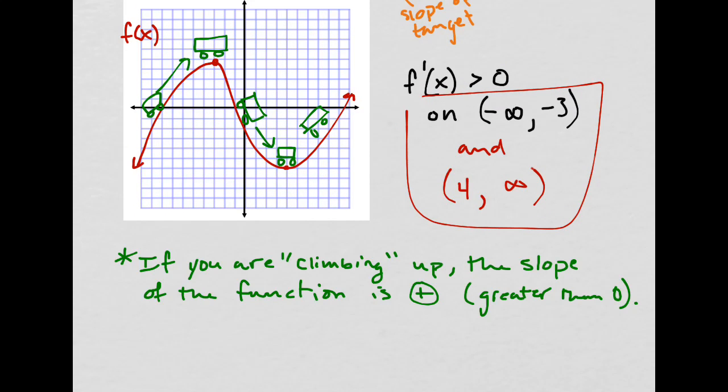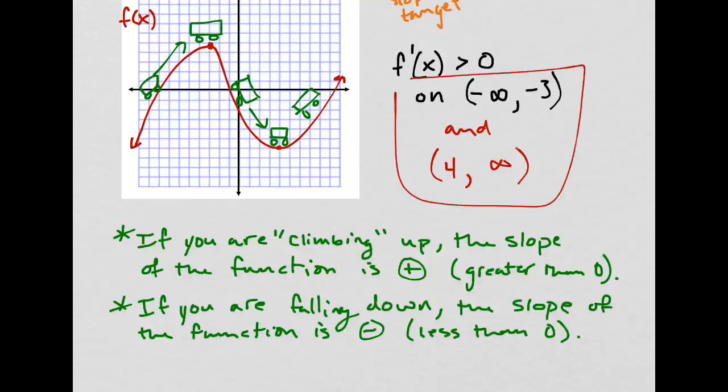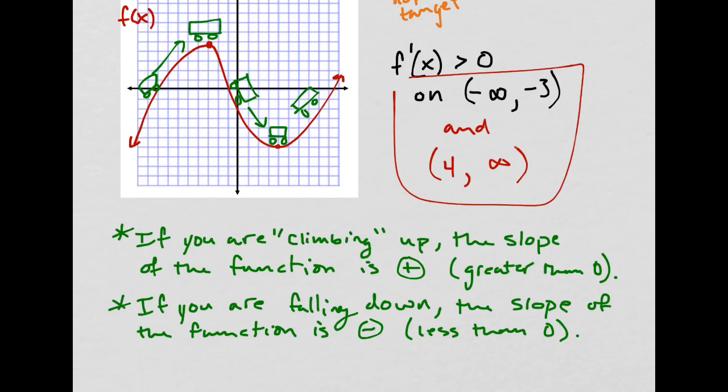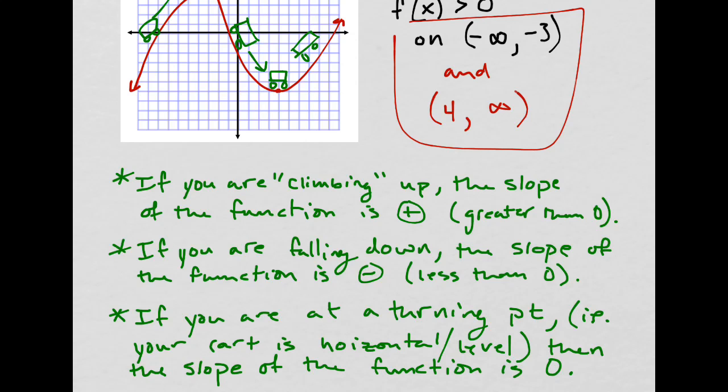If you're climbing up, the slope of the function is positive, which means greater than 0. If you're rolling down a slope on a roller coaster, that means your slope is negative. And the last one, if your roller coaster cart is at a peak or a valley, at a turning point, then the slope is negative. No, sorry, the slope is 0. So you have all of those things. That's one way you can think about it.